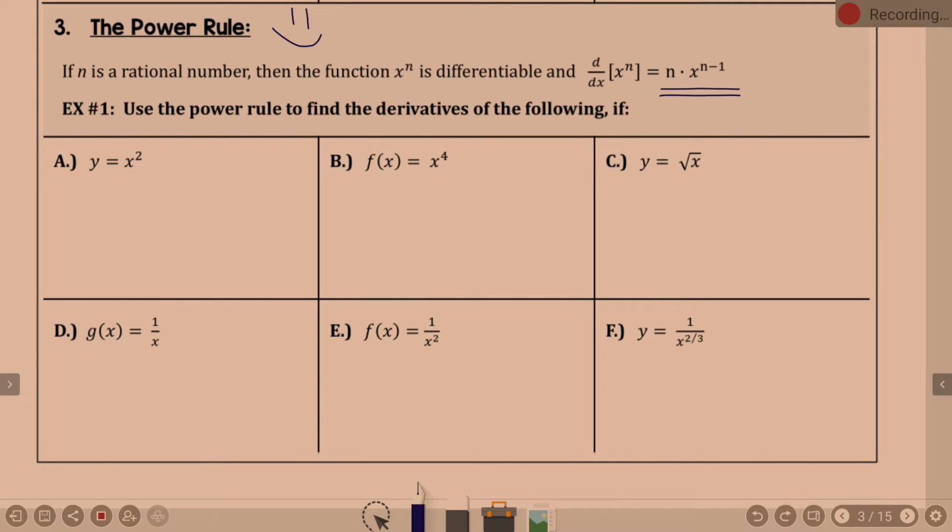So, x squared. If y is x squared, what about y prime? 2x. We take the 2 and move it out front, yes? And then on the power, it becomes 2 minus 1 officially, yes? But of course, we're not going to leave it like that. We're going to say that y prime is 2x.